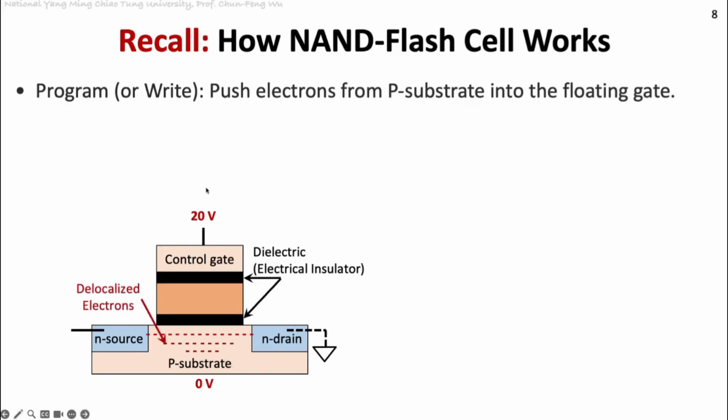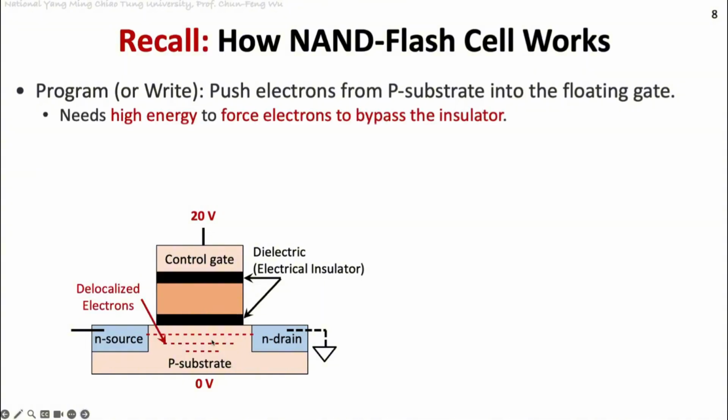20 volts is a high voltage, so it makes the electrons inside the P substrate become delocalized electrons. They become so excited, because 20 volts gives enough energy for these electrons to cross through the dielectric layer. This is an insulator, but if the voltage you give is enough, then the electrons can jump into the floating gate. So this is how to program it.